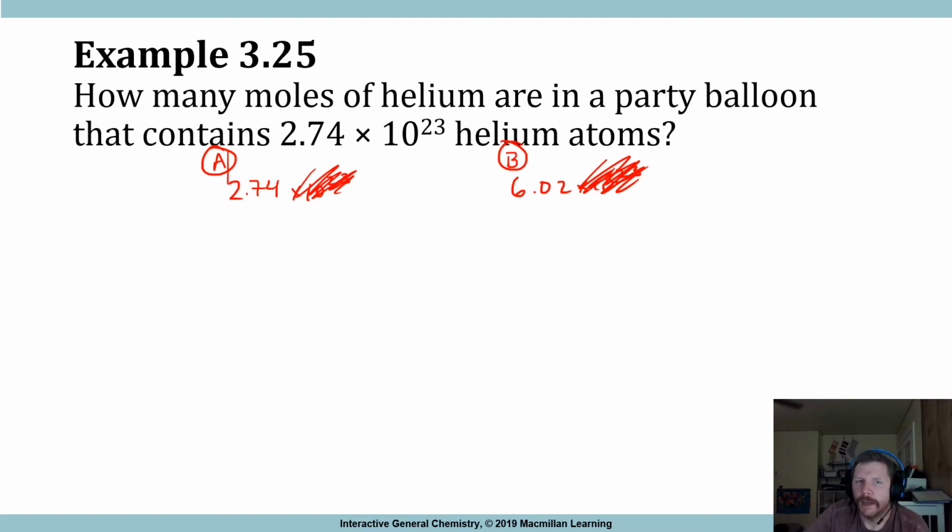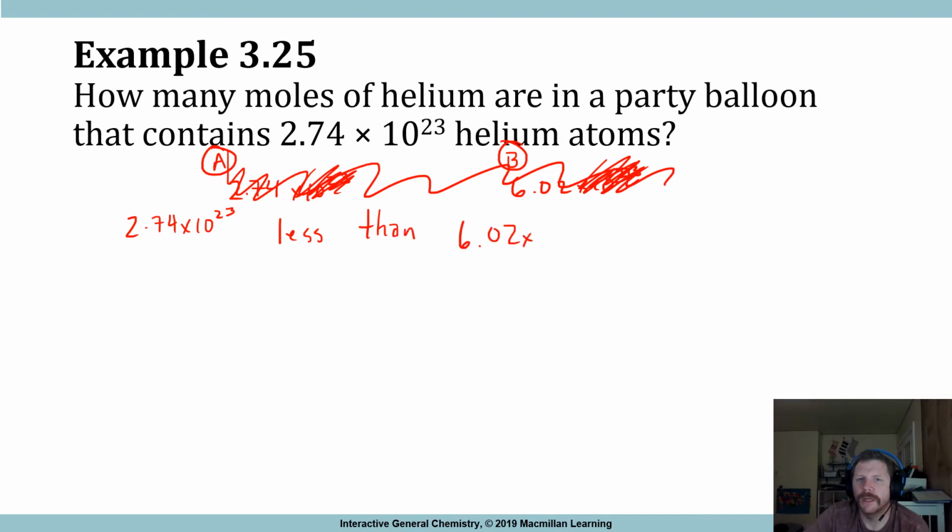So keep that in mind whenever you do this sort of calculation and say, oh, okay, well, if I only have 2.74 times 10 to the 23rd, I have less than 6.02 times 10 to the 23rd. Therefore, I have less than one mole.